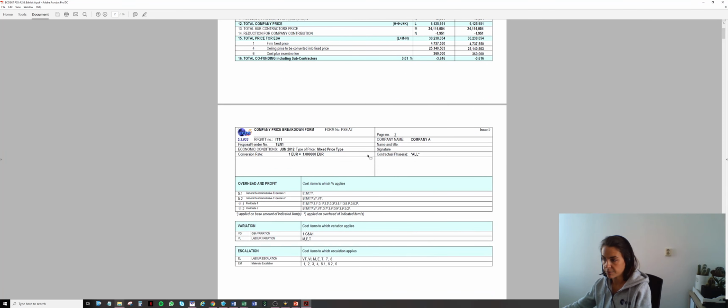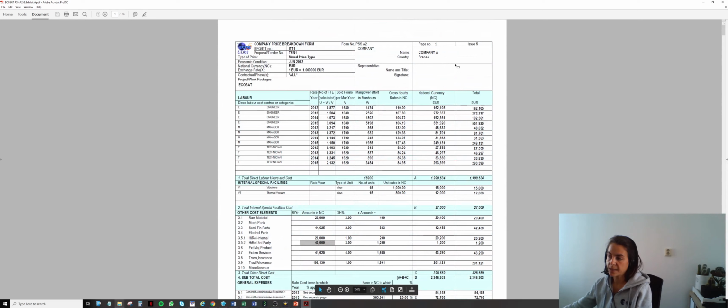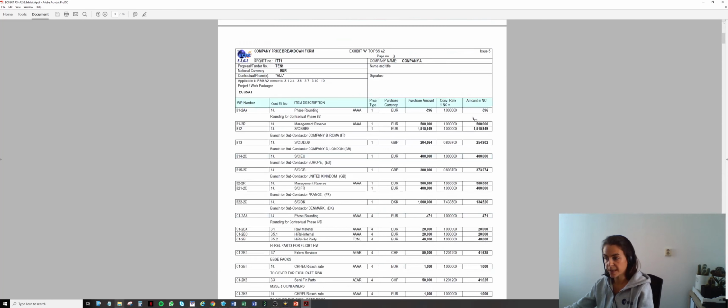Then here you will have a second page, second section with the overheads and profits that were defined, variation and escalation. So you see here at company A level, I have a very detailed level of price breakdown. And I'm able to retrieve the cost entries that I've been making myself, right? You remember we had to enter first the labor, then the facilities, then the other direct costs, then our budgetary amounts. So this really follows the same logic. So I have a form for the company A.